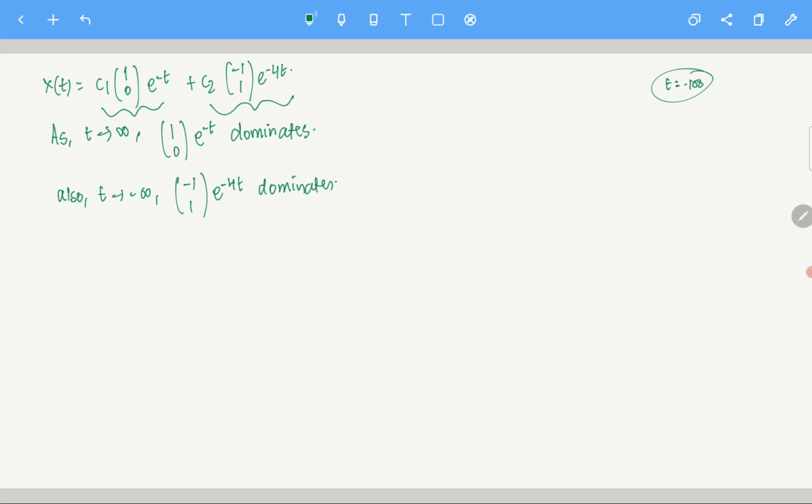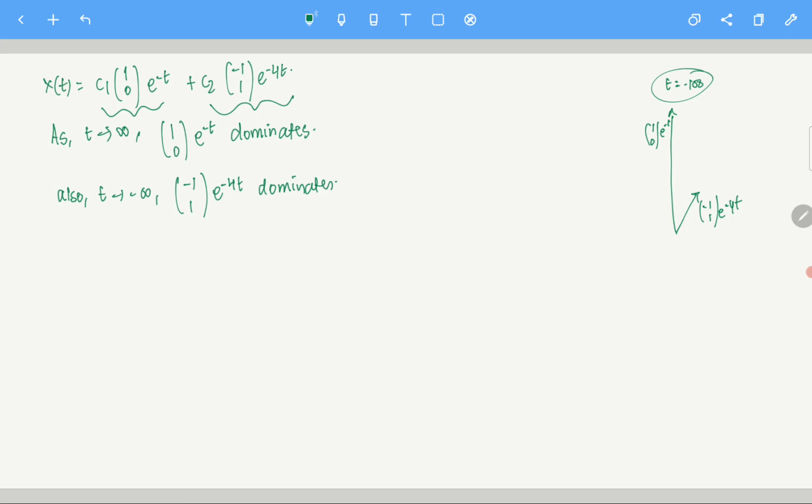Okay, what I mean by this is, as t is extremely big, this is one vector, right? Let's say t is going towards infinity, very, very big. So this is the vector, let's say (1, 0) e^(-t), the direction of the vector basically, and this vector is (-1, 1) e^(-4t). So something like this. For t equals a billion, let's say this is one vector and that is another vector.